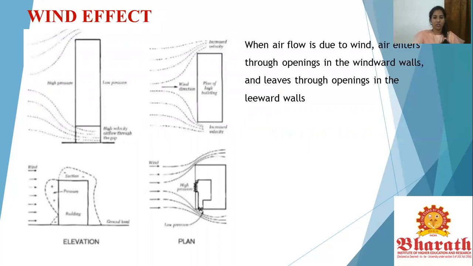This is nothing but when the airflow is due to the wind, the airflow happens through the openings in the windward walls and leaves through the openings in the leeward wall. So where the wind hits with the highest pressure, if you have openings, the wind tries to enter or flow through your building to continue the flow it was previously following. So that is how this wind effect happens.